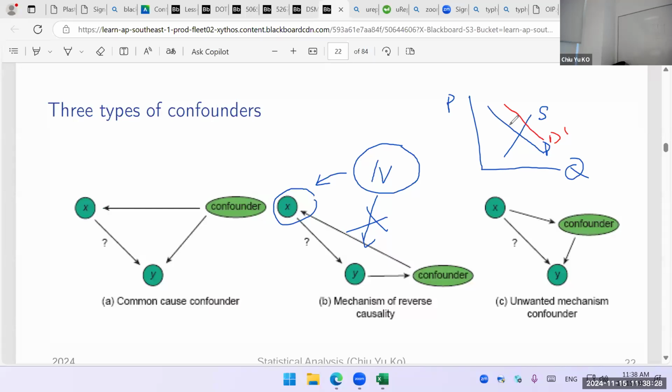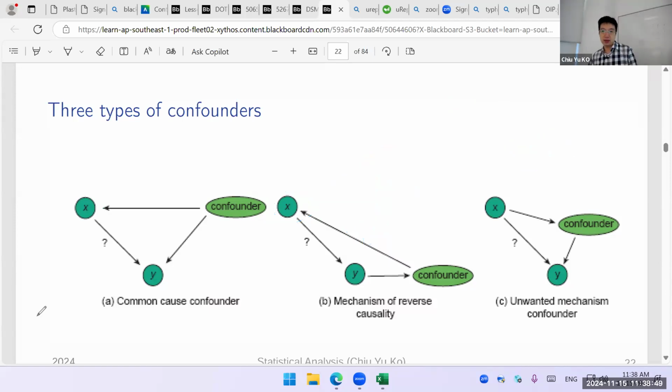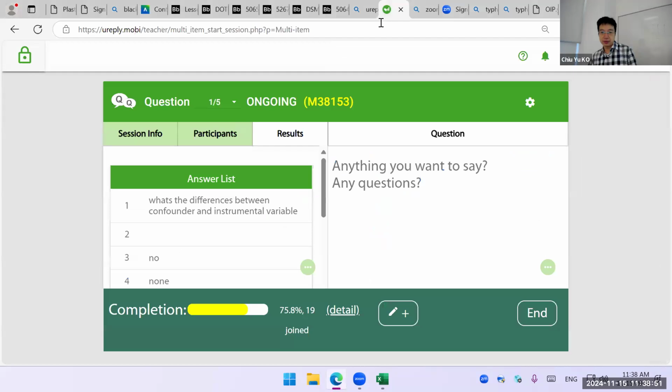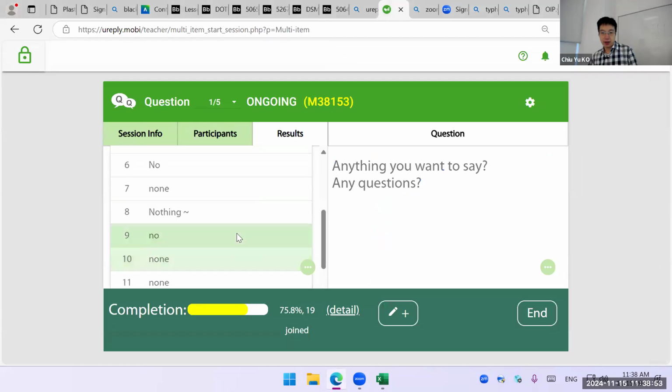That's the IV idea, to solve this particular confounder. It's usually beyond the scope of a class, but that is how we would do it. So I hope I answered the question, at least some idea, okay?